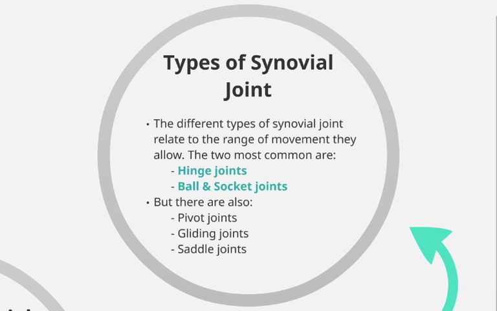So we've got different types of synovial joint then, and as previously, these are all categorized according to the range of movement that they allow. The two most common joints that we have within this umbrella of synovial joint are hinge joints and ball and socket joints. But we also have what we call pivot joints, gliding joints, and saddle joints as well.